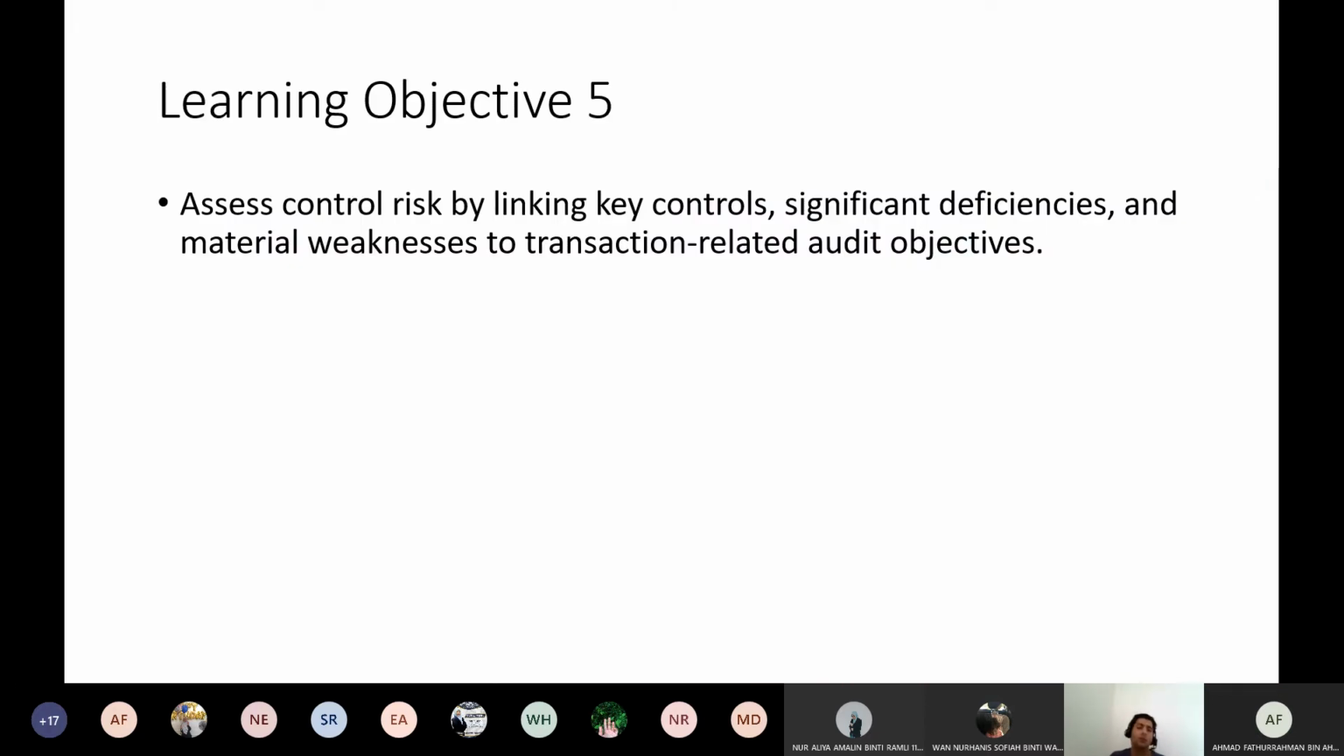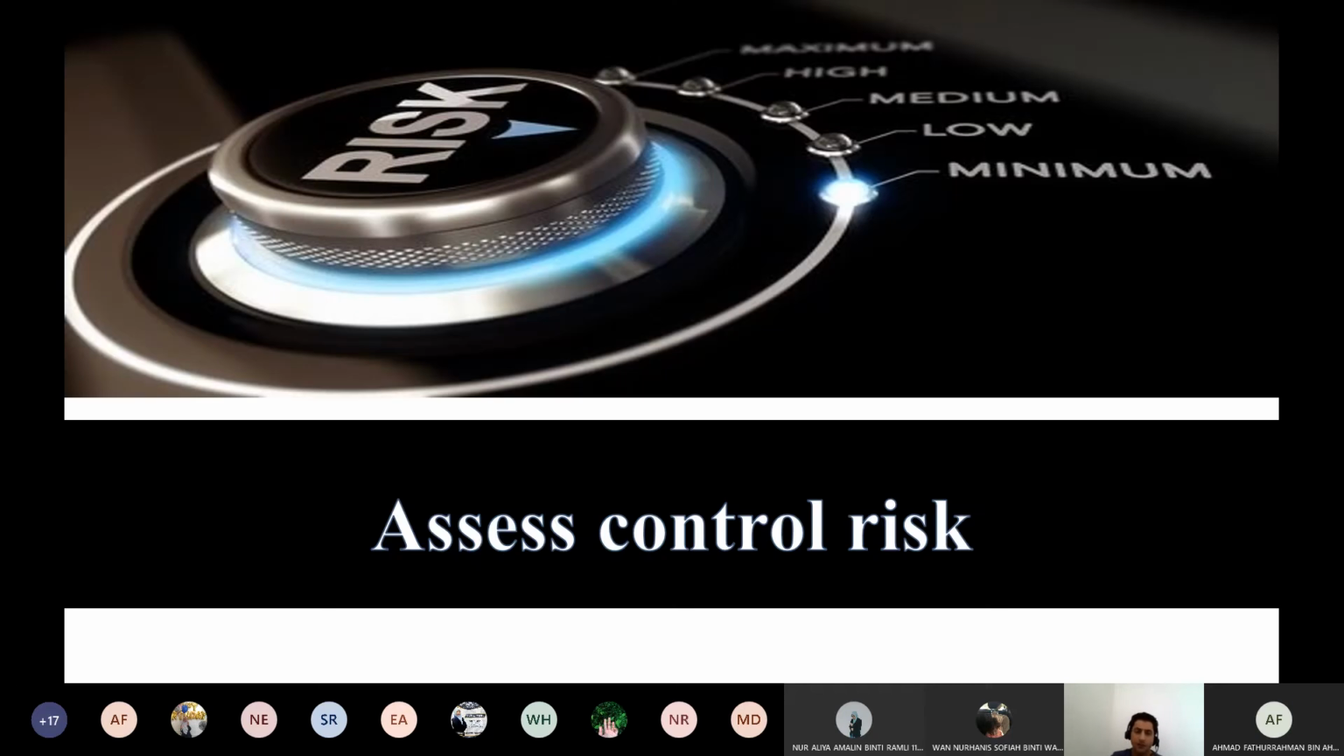Okay, so by now we have finished obtaining an understanding of the internal control. Now we move to learning objective 5 about assessing control risk by linking key controls, significant deficiencies, and material weaknesses to the transaction related audit objective. So we are about assessing control risk.